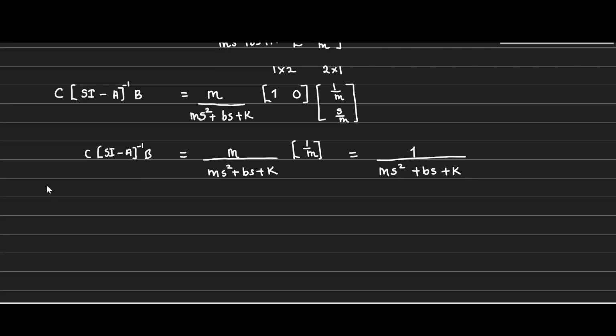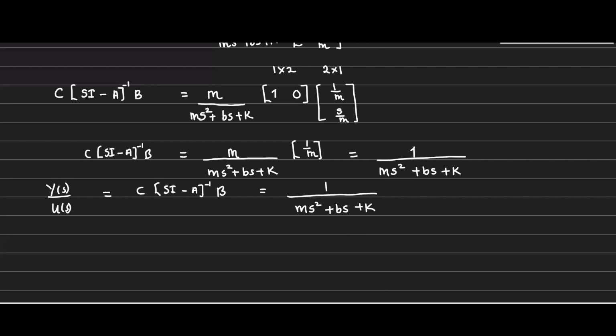So therefore, we can say the transfer function, which is defined as the output over input, which is equal to C multiplied by (sI minus A) inverse multiplied by B, is simply equal to 1 divided by m s squared plus b s plus k. Okay, so we are done with the problem.